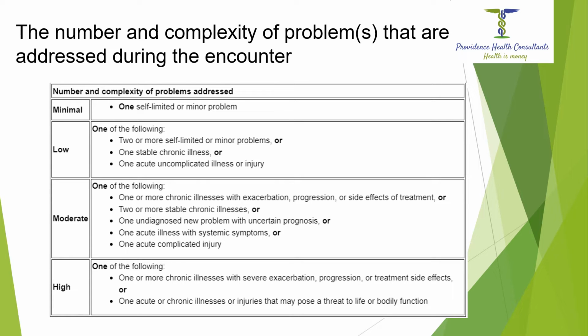And if the documentation needs to be mentioned as a high complexity, then the patient should have one of the following, that is one or more chronic illnesses with severe exacerbation, progression or treatment side effects, or one acute or chronic illness or injury that may pose a threat to life or a bodily function.